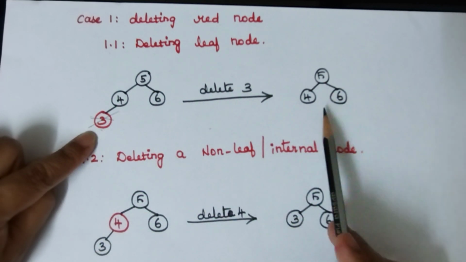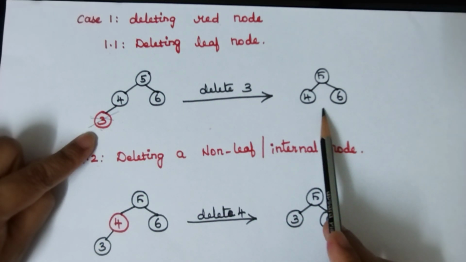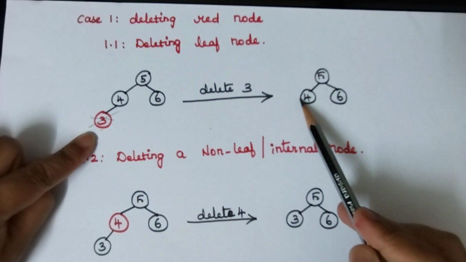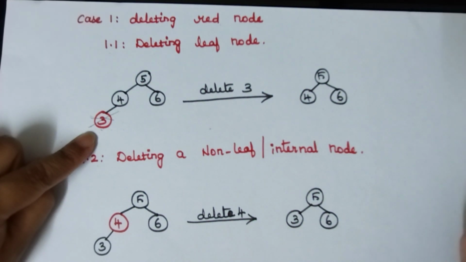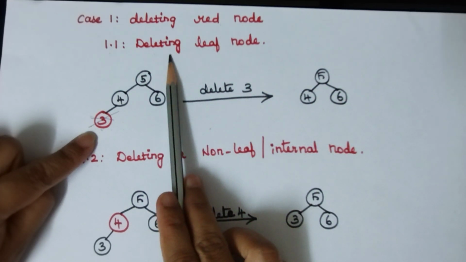So after deleting 3, this will be my resultant tree. Okay, if you check here, how many black nodes are there? In this path 2 black nodes, and in this path 2 black nodes. So there is no property violation, and this is the case when I'm deleting a leaf node.